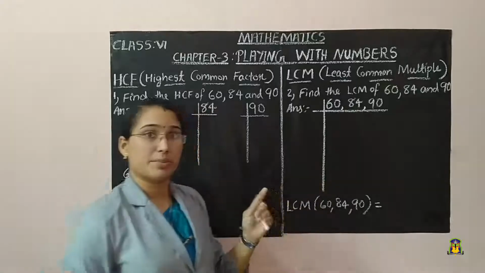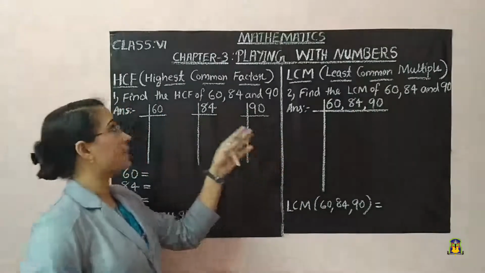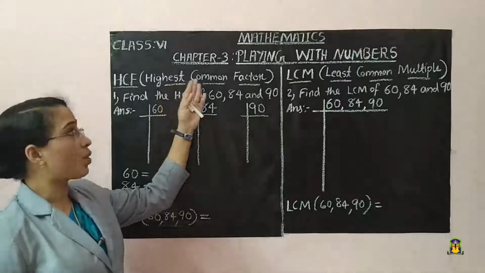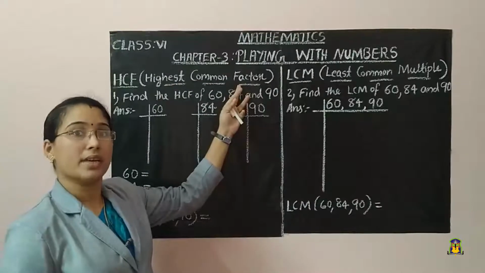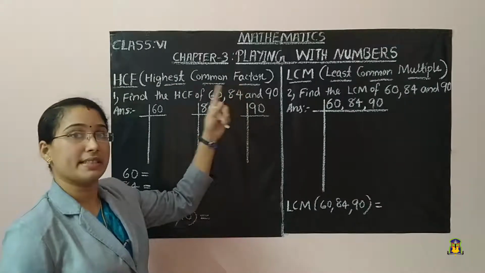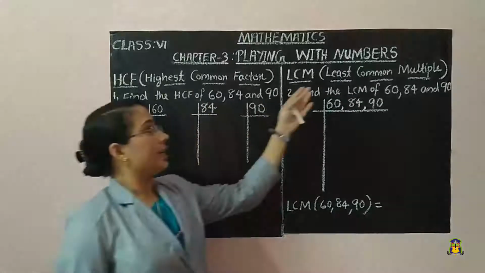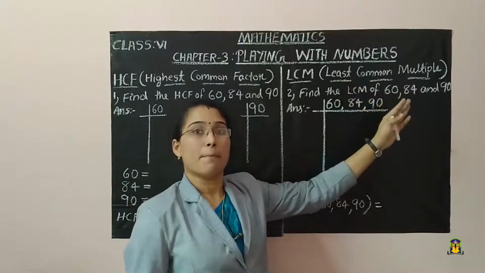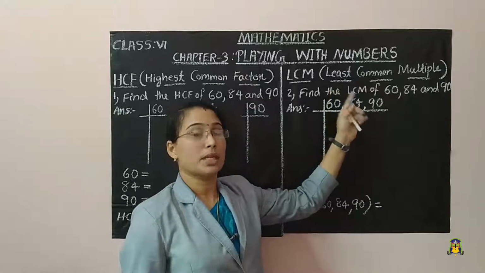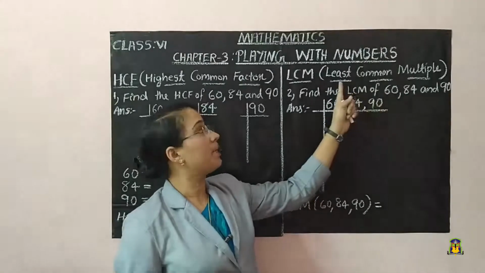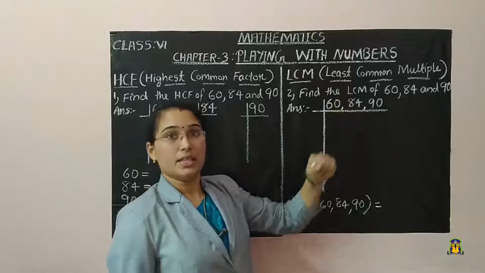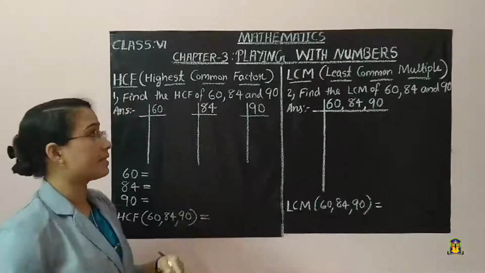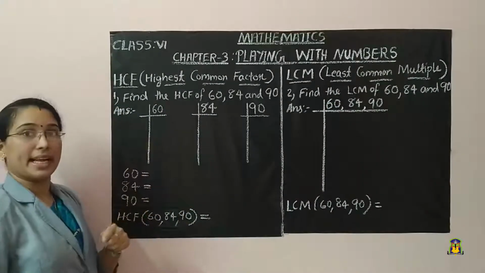Okay, so what is the difference between HCF and LCM? HCF means highest common factor. We are looking at common factors, and which one is the highest one. Then LCM is the least common multiple. In all the multiples, which one is the common multiple? Then in that common multiple, the least one. Okay, so we can discuss some questions related to the HCF and LCM.